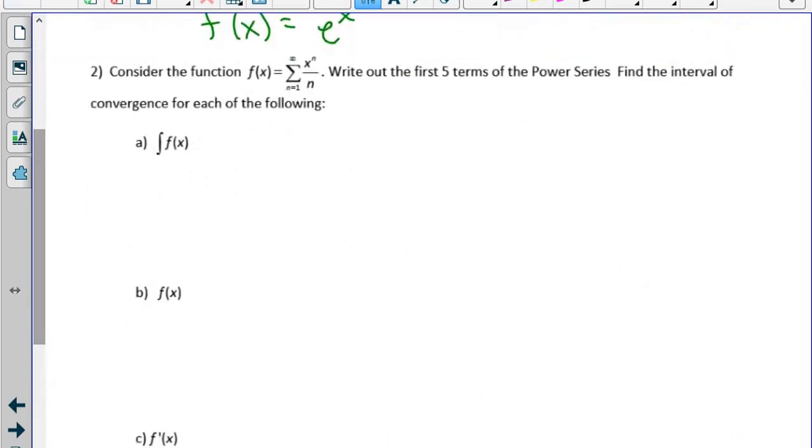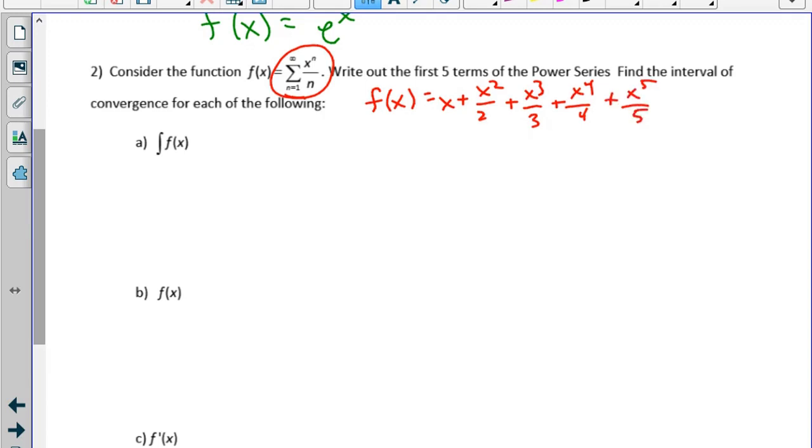Okay, consider the function f of x equals sum of n equals 1 to infinity of x to the n over n. So notice it's not n factorial, it's just n. Write out the first 5 terms of the power series. So f of x equals x plus x squared over 2 plus x cubed over 3 plus x to the 4th over 4 plus x to the 5th over 5.